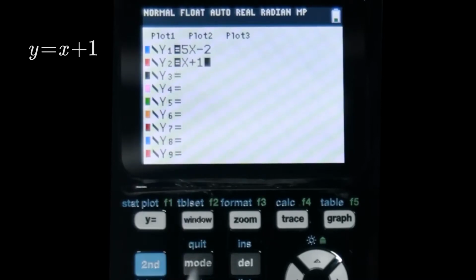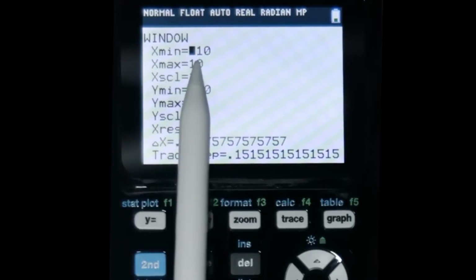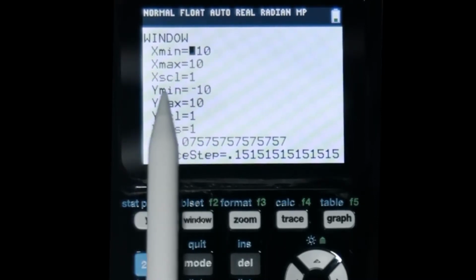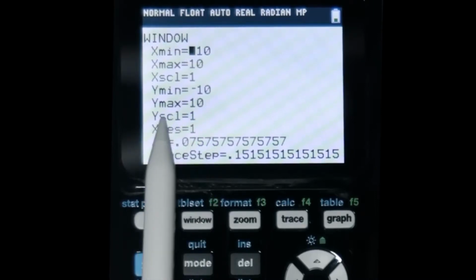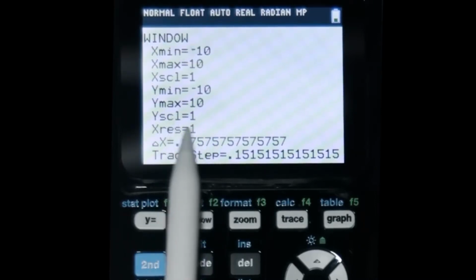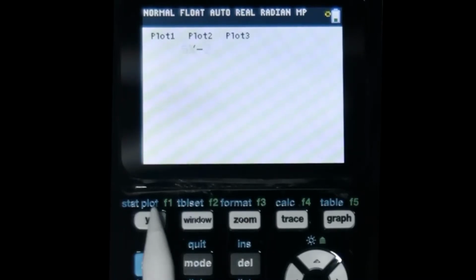Now I'm going to press the window key just to see the window settings. I know that it's reset anyway because I've reset the parameters in the calculator by clearing all the memory. I have an x minimum of minus 10, x max of 10, the scale of the x axis is 1, and then the y minimum is minus 10, y max is 10, and that scale is also 1. So that's pretty good.